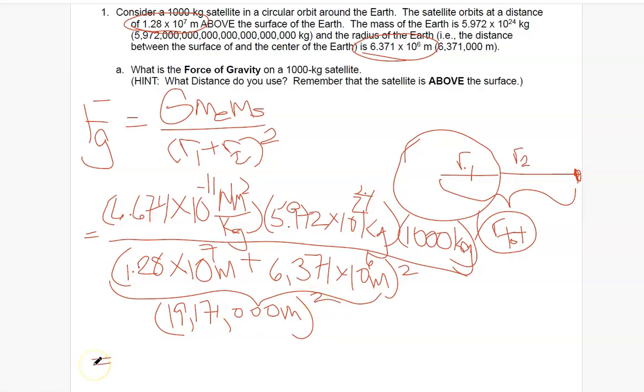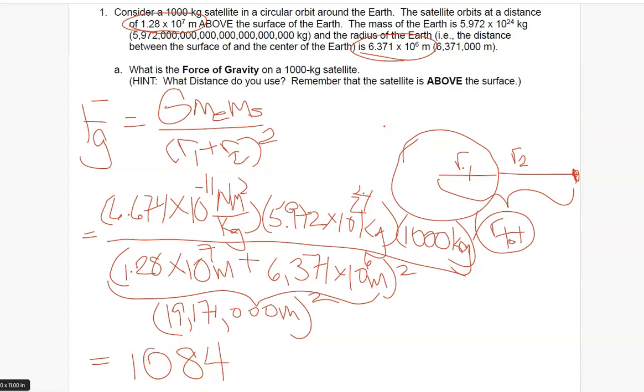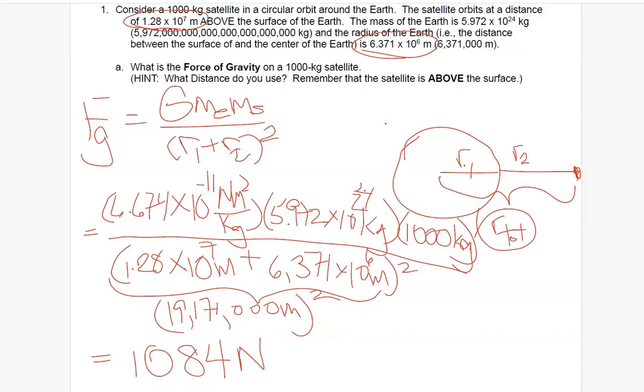And when we do that, we get a value of 1,084. And our units are newtons because we are calculating a force. So the force of gravity between the Earth and the satellite is 1,084 newtons.